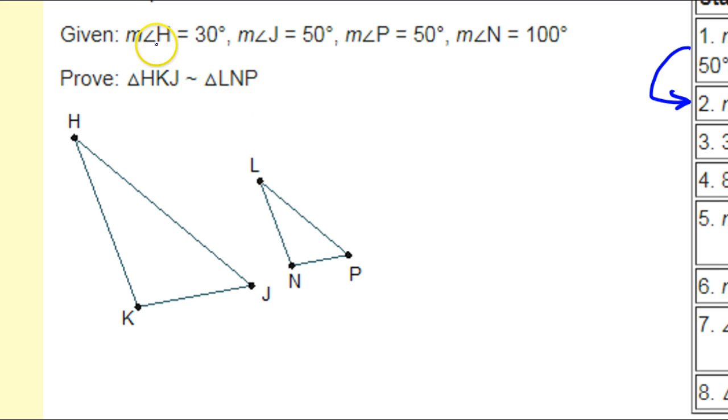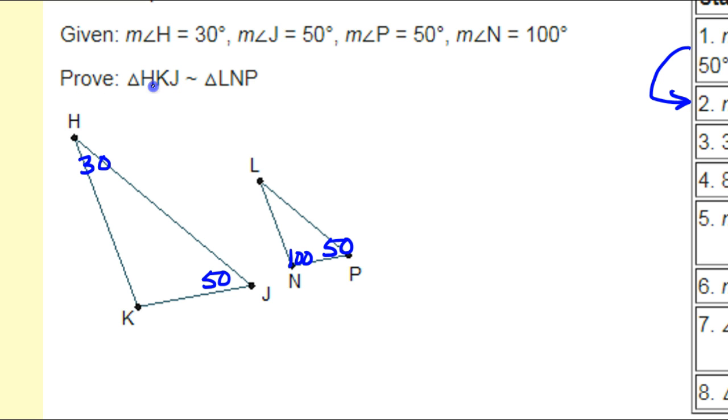The measure of angle H is 30 degrees. So this angle right here is 30 degrees. The measure of angle J is 50 degrees. So this angle is 50 degrees. The measure of angle P is 50 degrees. So this angle is 50 degrees. And the measure of angle N is 100 degrees. So this is 100 degrees. So that's all the given.